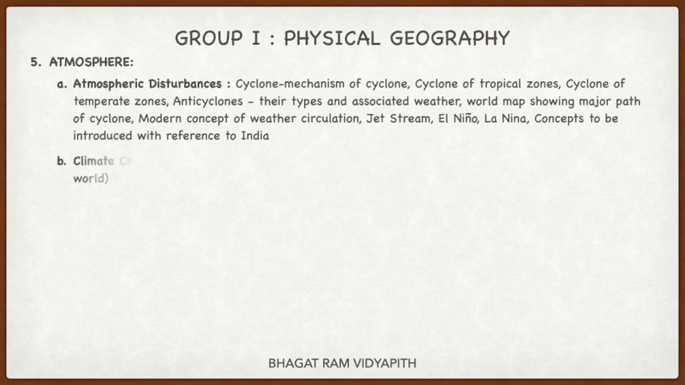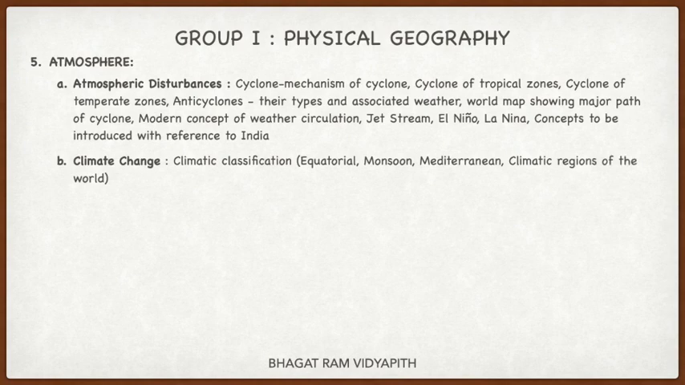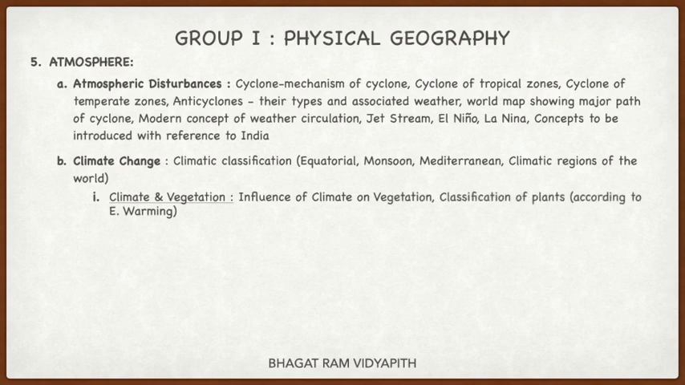After atmospheric disturbance, we have climate. The classification of climate depending on equatorial, monsoon, Mediterranean, and climatic regions of the world. With climate also come topics such as climate and vegetation, which discusses the influence of climate on vegetation, its classification on the basis of plants according to Eugene Warming.